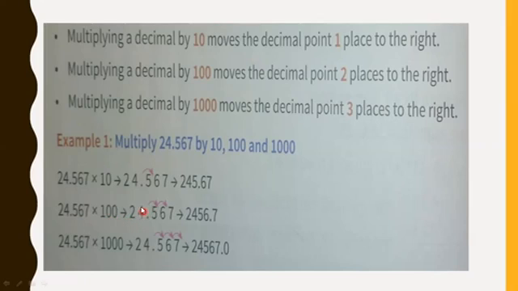Next, in the same way, 24.567 multiplied by 100, the point moves 2 places to the right, so you get 2456.7. Multiplied by 1000, it moves 3 places to the right, so you get 24,567.0. In this way you multiply by 10, 100 and 1000. You have to remember: 10 means 1 place to the right, 100 means 2 places, 1000 means 3 places.